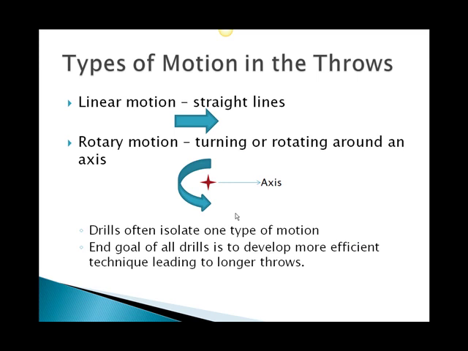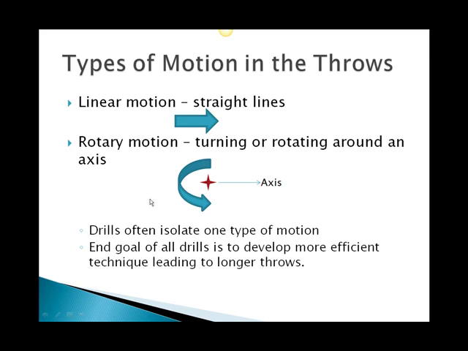Now we have two types of motion in the throws. We have linear motion, which is movement in straight lines, and then we have rotary motion, which is motion turning or rotating about an axis. And all the throws combine both linear and rotary motion.